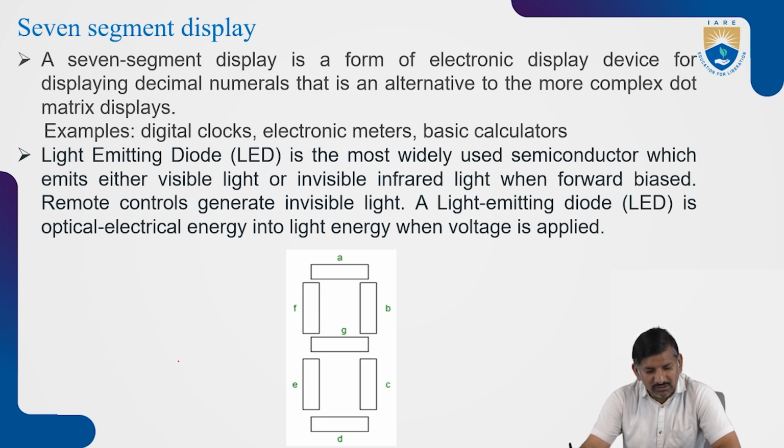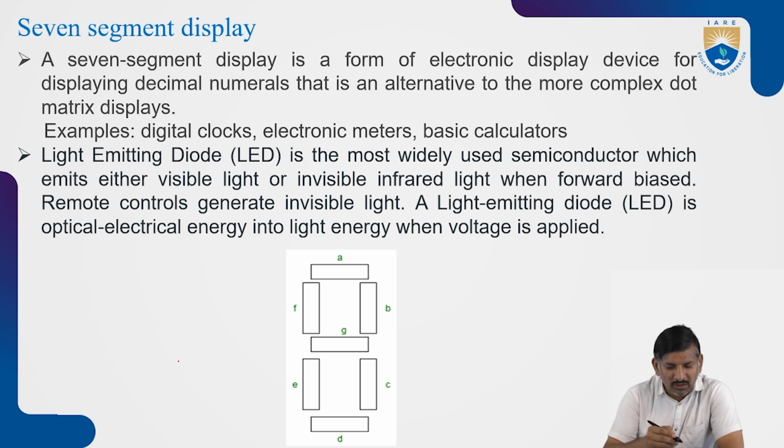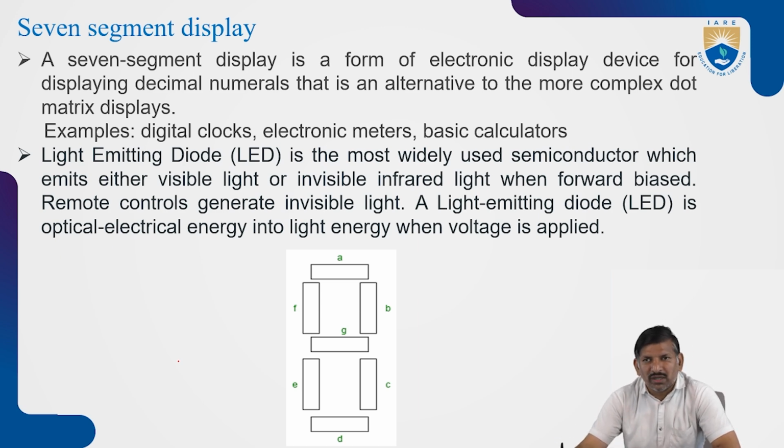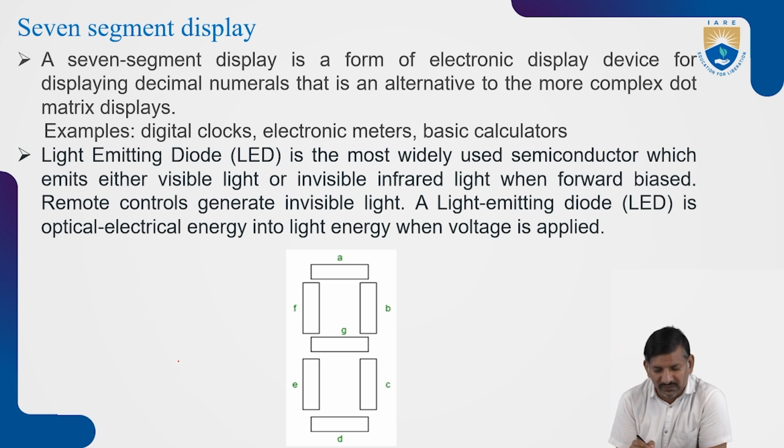Generally this is also a light emitting diode. It will display either visible or invisible light. Normal LEDs give visible light, while in TV remotes or any remote controllers, the LED gives invisible infrared light. If you look at any LED, here 7 segment means a total of seven segments.